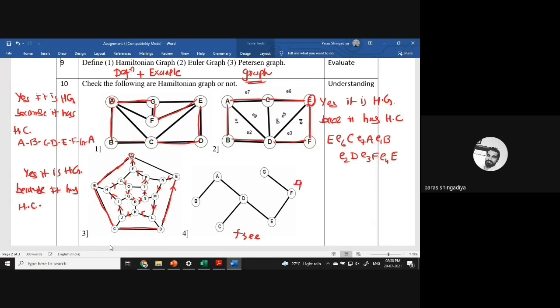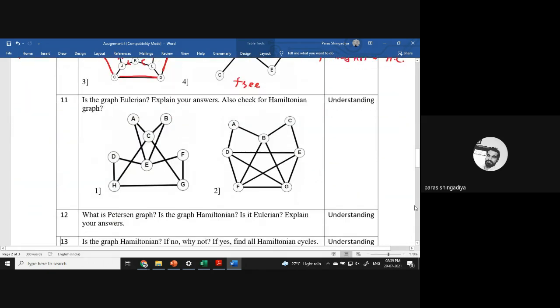Okay, it is not a Hamiltonian graph because it does not contain a Hamiltonian circuit. Okay, so question number 10 is finished. Now next is question number 11.